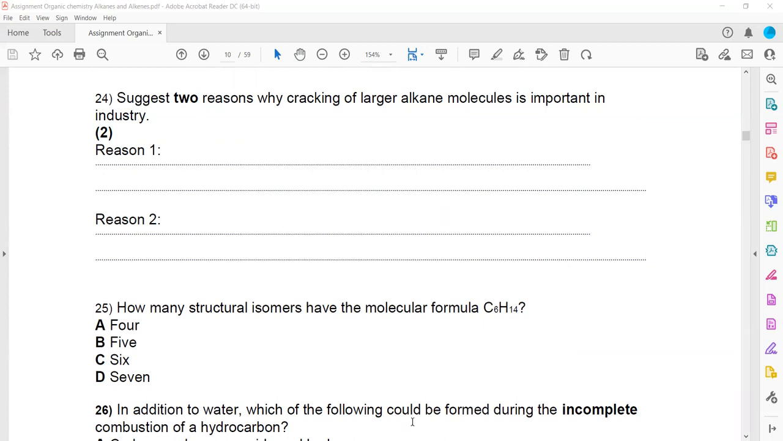Shorter alkanes burn more efficiently. You can also mention that waste product can be recycled, or that it produces more petrol or more jet fuel. Short chain alkanes or lighter fractions are more useful products or can be used as a fuel, you can mention. Or demand is greater for the short chain or lighter fraction.